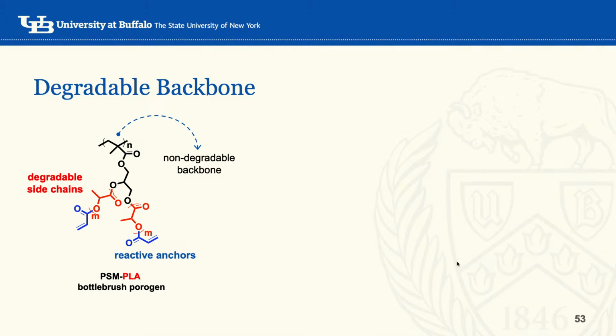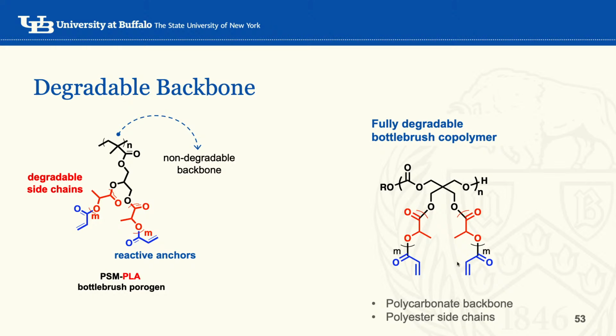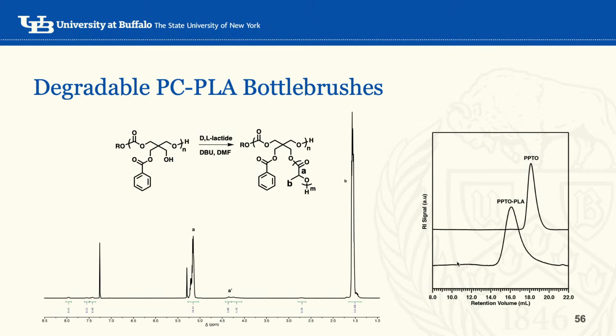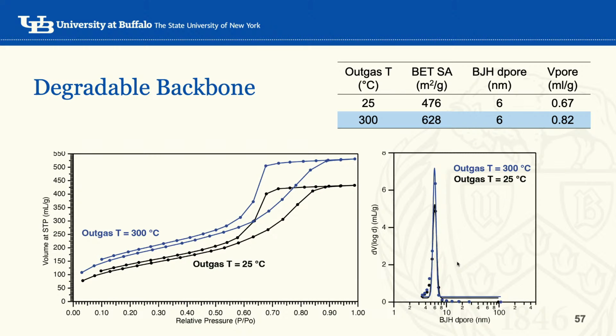We also replaced this non-degradable backbone with something degradable. Okay, so this is all carbon backbone. We replaced it with carbonate backbone. And that in itself also helps, okay? Because when you have a non-degradable backbone and small pores, the backbone is still somewhere in the material. And if it can't diffuse out, it will plug the pores and decrease your surface area. With the degradable backbone, we're able to achieve over 600 square meters per gram surface areas, which for polymer samples is quite impressive.